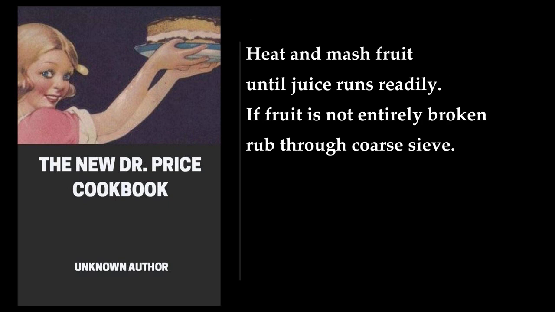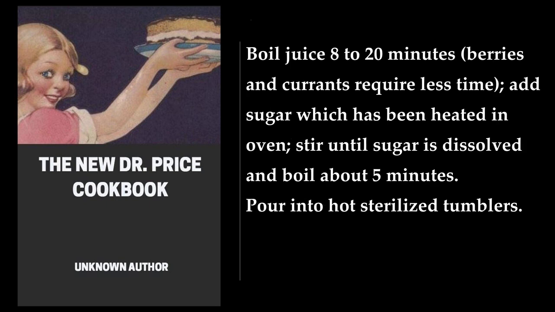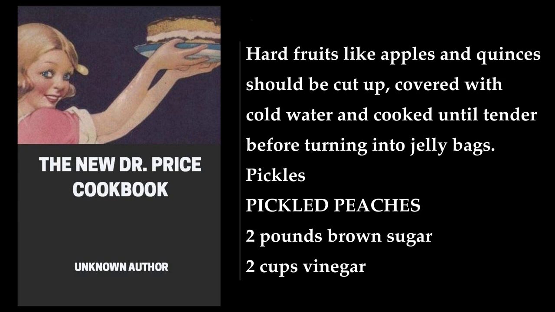Jellies. Heat and mash fruit until juice runs readily. If fruit is not entirely broken, rub through coarse sieve. Pour into sterilized jelly bags of unbleached muslin or double cheesecloth and drain, but do not squeeze. Take 7/8 cup sugar for each cup of juice. Boil juice 8 to 20 minutes, berries and currants require less time, add sugar which has been heated in oven, stir until sugar is dissolved and boil about 5 minutes. Pour into hot sterilized tumblers. Hard fruits like apples and quinces should be cut up, covered with cold water and cooked until tender before turning into jelly bags.